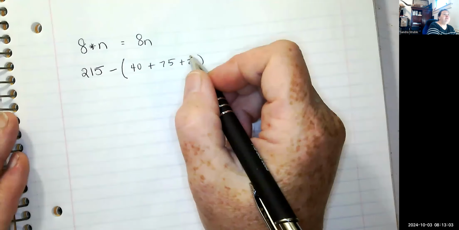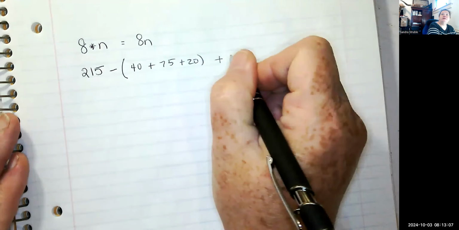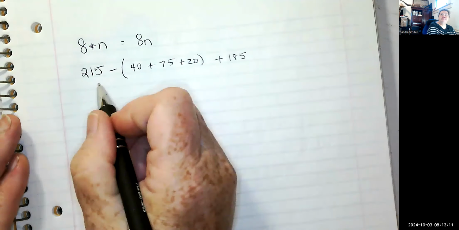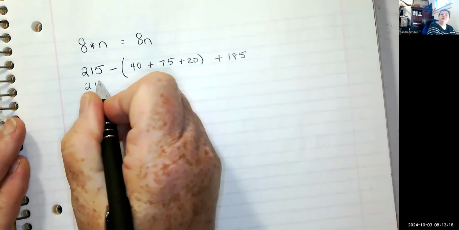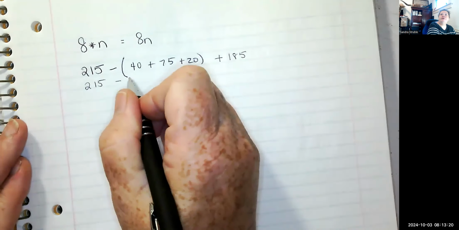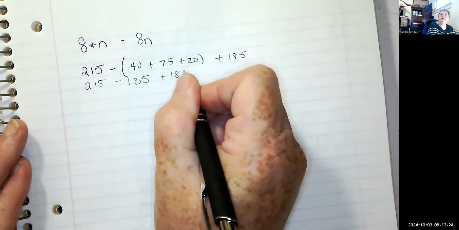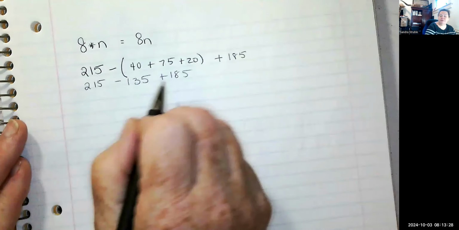And then depositing another check for 185. So that's a positive into the account of $185. All right, first thing we're going to do is add up all these withdrawals. So 215 minus 135, it looks like, plus 185. I just brought that down. Now, remember, when you have addition and subtraction, it's always from left to right.